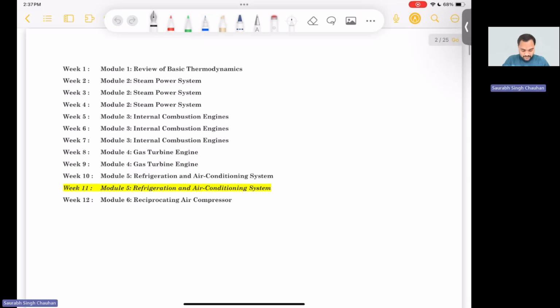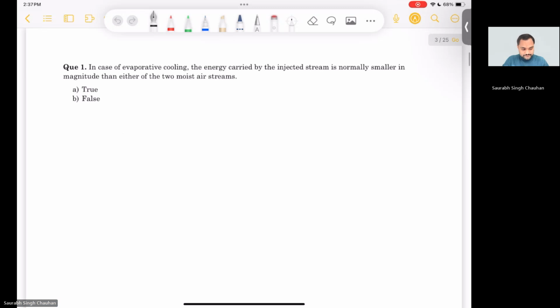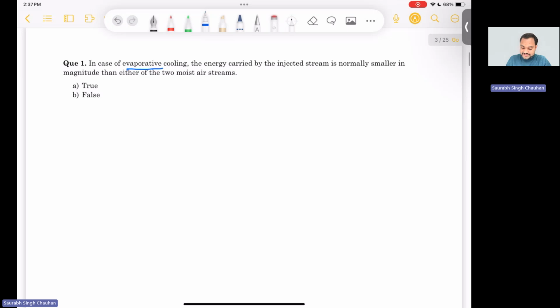So we will start now from question number 1. Question number 1 says, in case of evaporative cooling, the energy carried by the injected stream is normally smaller in magnitude than either of the two moist air streams.